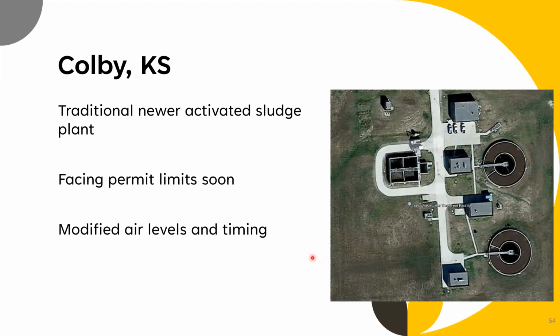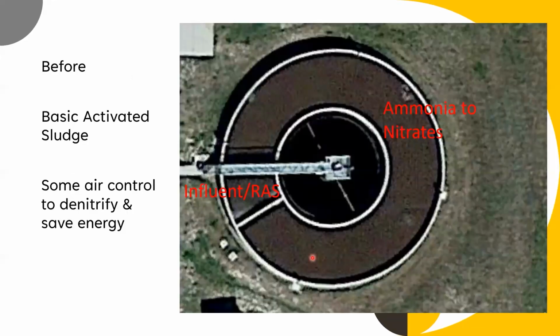They have a newer traditional activated sludge, probably mid-2000s, and they're facing permit limits for total phosphorus, I believe. So this plant was not designed to remove phosphorus. We think we're getting there with some of the changes. So it was basically basic activated sludge. Influent and RAS came in on one side in an aerobic environment, came back through into the final clarifier. They did have some DO control to primarily save energy, but they were also seeing some denitrification occur with air control.